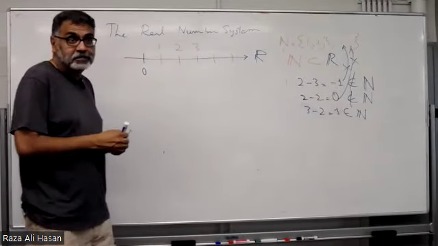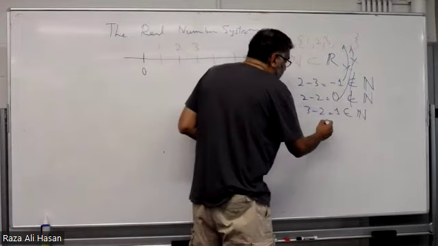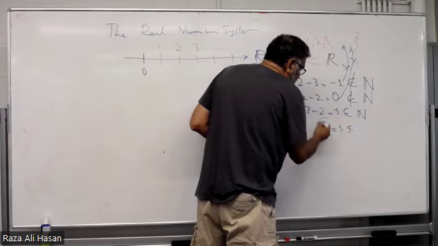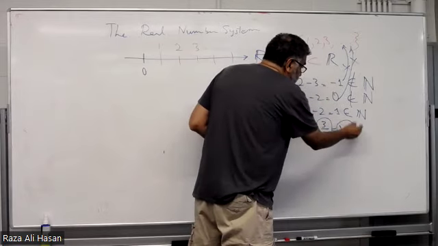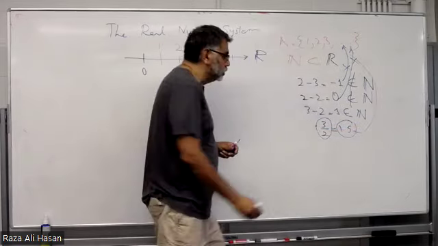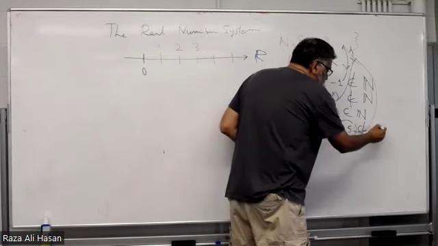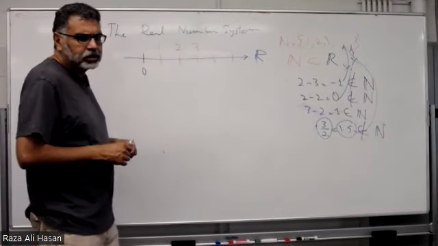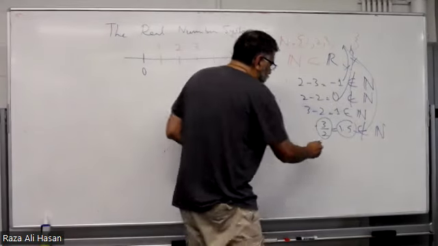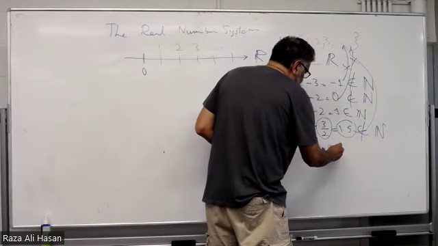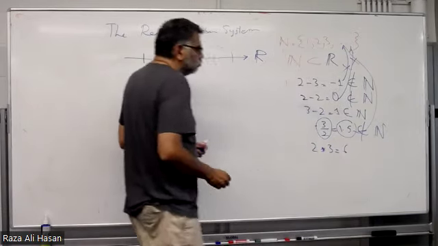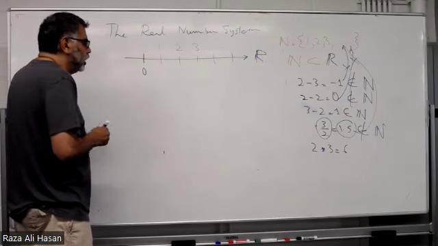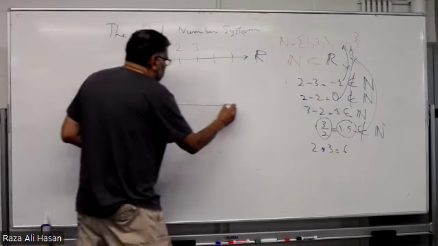Also, division doesn't work, right? You divide 3 by 2, you get 1.5. This is not in there. Both of these do not belong to the set of naturals. So division fails, multiplication works. Multiplication works all the time. Very good.